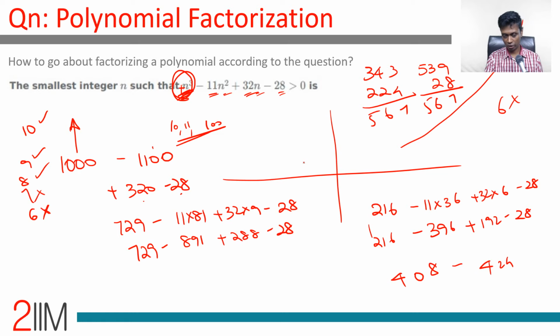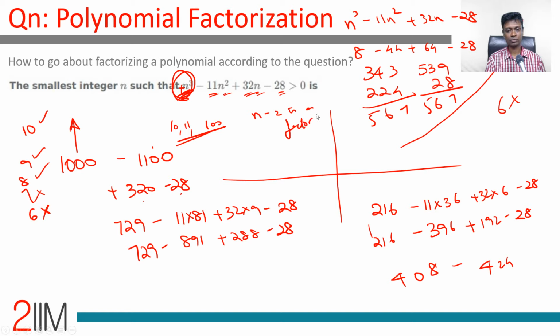The other approach is to see if we can figure out a root. N cube minus 11n square plus 32n minus 28. 1 minus 11 plus 32 minus 28 doesn't work. 1 doesn't work. 2 makes it 8 minus 44 plus 64 minus 28, 72, 72, 2 works. So 2 satisfies this, or n minus 2 is a factor of this. N minus 2 is a factor. Divide this by n minus 2.